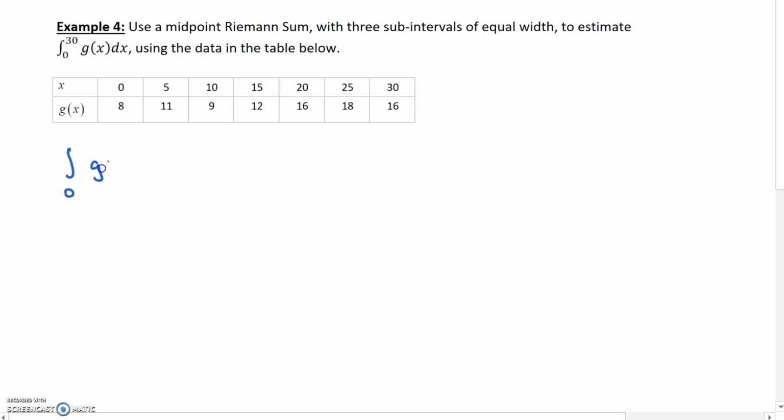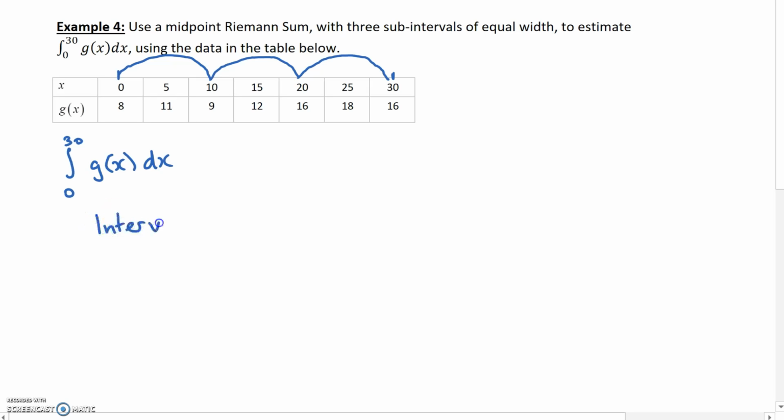This is what we're asked to find, the integral of g of x dx from 0 to 30. So we start at 0 and we're going to go all the way to 30. But with a midpoint Riemann sum, our intervals skip the number in the middle. So we go from 0 to 10, and then from 10 to 20, and then from 20 to 30. If you check, from 0 to 10 is 10, from 10 to 20 is 10, and from 20 to 30 is 10. So that takes us from 0 to 30 in 3 equal steps. Once you've figured that out, it's pretty straightforward.